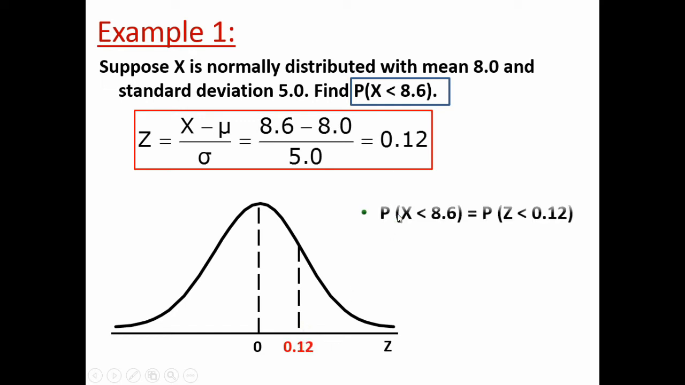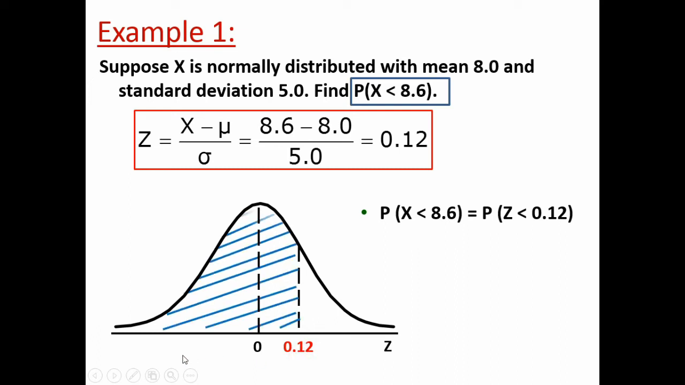To illustrate, we are going to figure out the probability of x values which are less than 8.6, which is equivalent to the z values which are less than 0.12. So, as z is less than 0.12, our probability will cover the region from here to the left. Now we just find the probability of this region, and it's time to use the z-table.